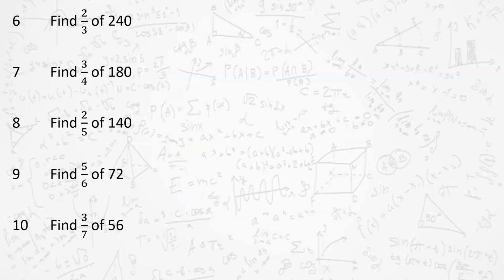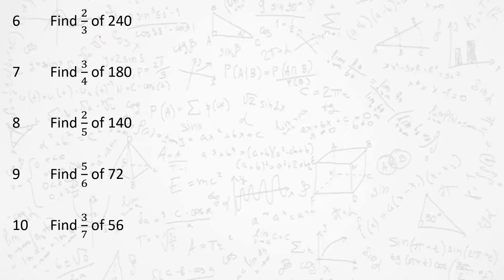Okay, question 6, slightly different. This time you are asked about finding 2/3 of 240. So it's not 1/3 anymore. This time we will need 2 steps.